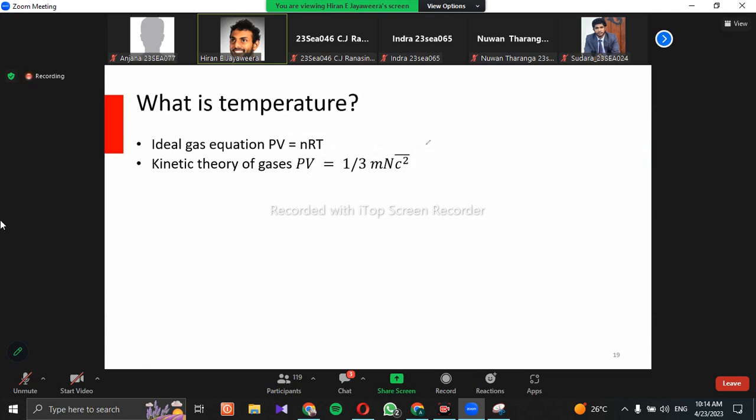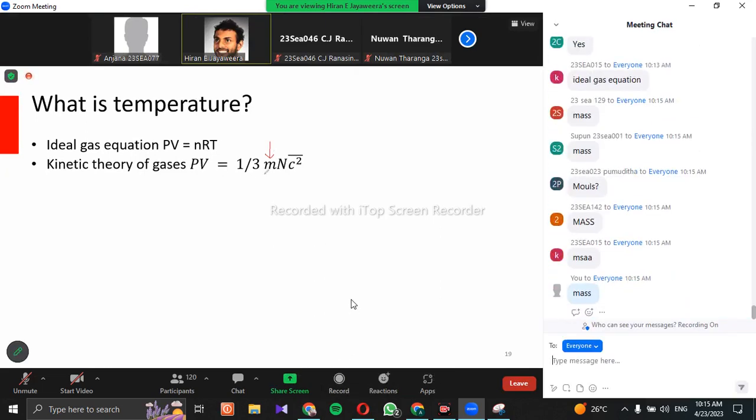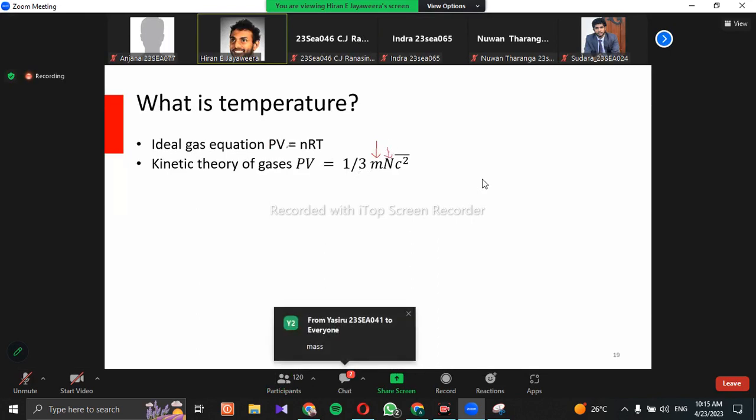So those who remember it, what is m here? Can someone remember this? Yeah, it's mass, of course. It's the mass of one single molecule, right? Thank you. Then N is the number of molecules. The simple n is the number of moles, so it's basically N divided by Na.